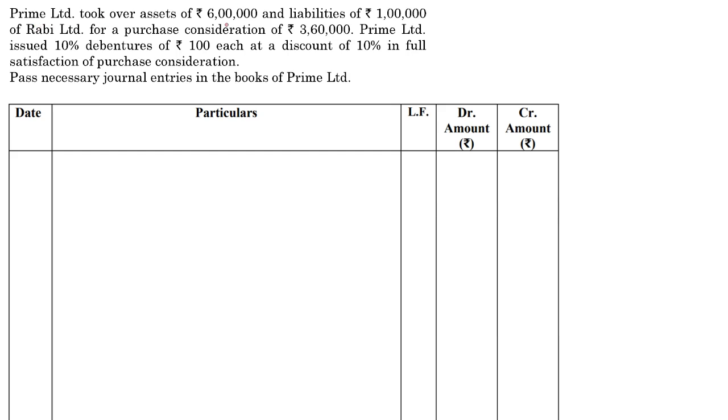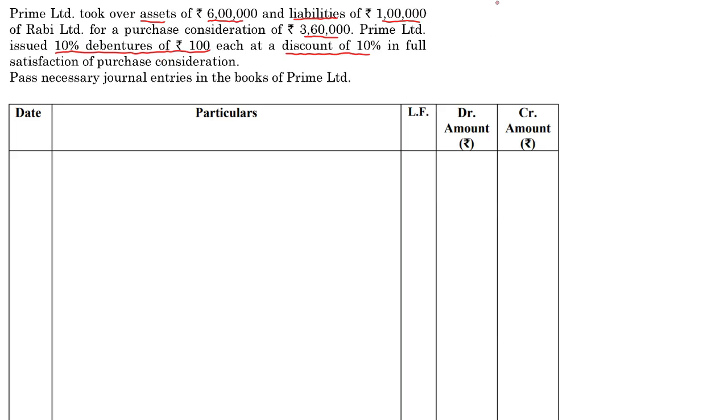Prime Limited took over assets of 6 lakhs and liabilities of 1 lakh of Rabi Limited for a purchase consideration of 3 lakh 60,000. All right, so we have a purchase consideration of 3 lakh 60,000. Prime Limited issued 10% debentures of 100 each at a discount of 10% in full satisfaction of purchase consideration.